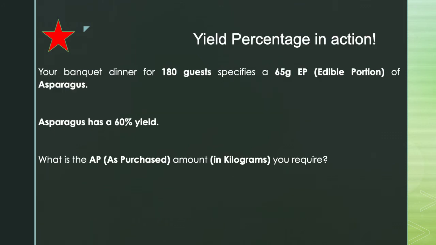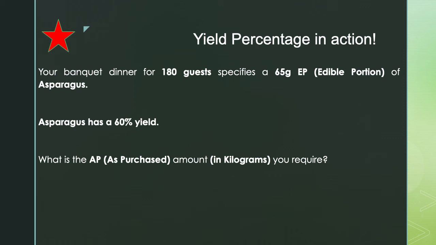Another red star slide. So we're going to look at yield percentage in action. Now this is a sample question. You will definitely be getting this in your midterm, or a version of this question in your midterm, maybe even next week, and maybe even in your final exam. So this is really, really important stuff.